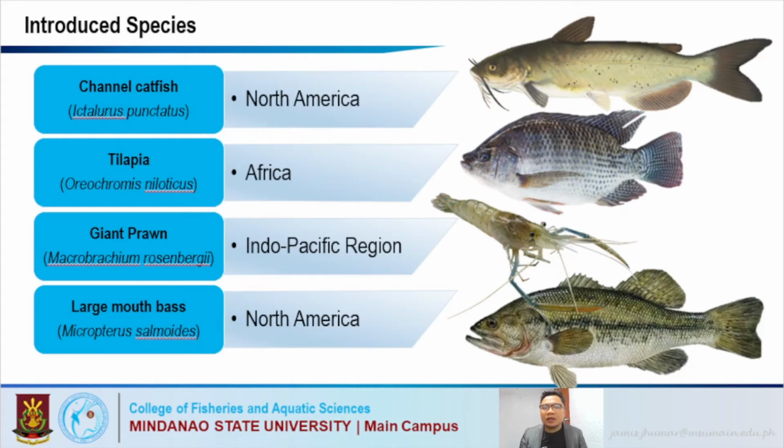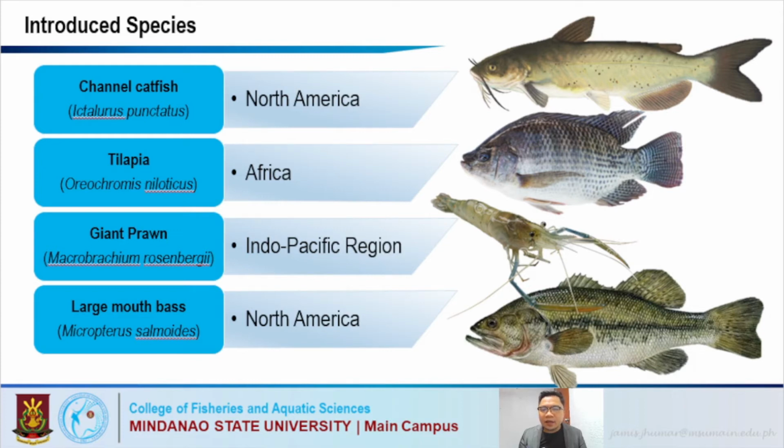Now, another group of species that are non-native to the Philippines and were introduced for aquaculture are the following. First is the channel catfish, or the Ictalurus punctatus. This species is a catfish from North America. And then, of course, we have the very common tilapia, or niloticus. They are not from here; they are from Africa. And then another is a crustacean species, the giant freshwater prawn, also known as the Macrobrachium rosenbergii. They are from the Indo-Pacific region.